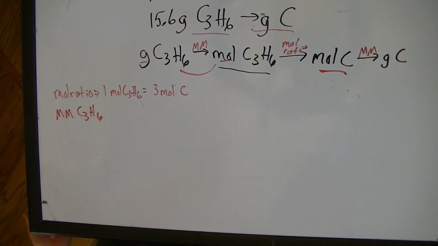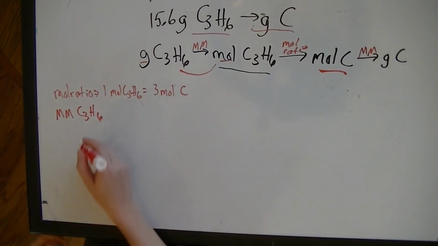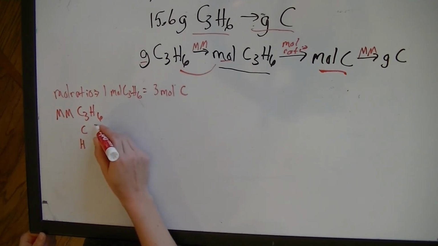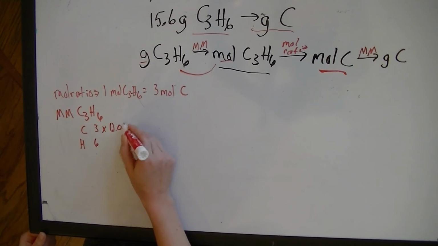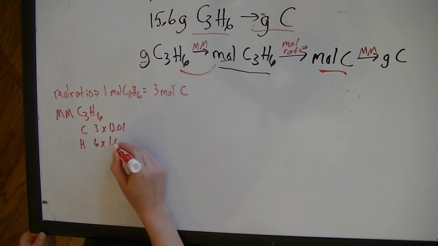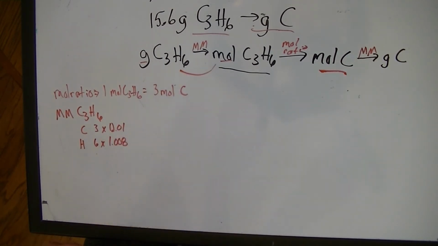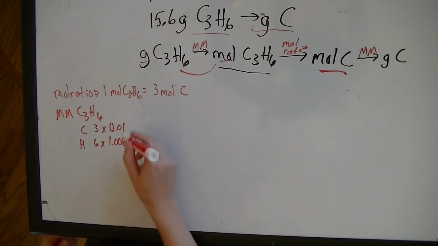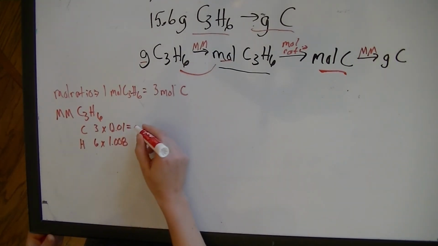This I'm going to have to calculate, so I'm going to do a quick calculation. I have carbon and hydrogen present, 3 carbons, 6 hydrogens. The molar mass of carbon is 2.01 on the periodic table. The molar mass of hydrogen is 1.008. So let me multiply that across.